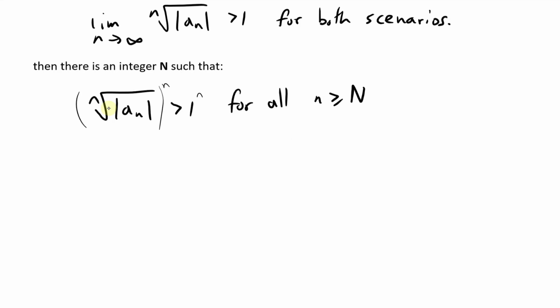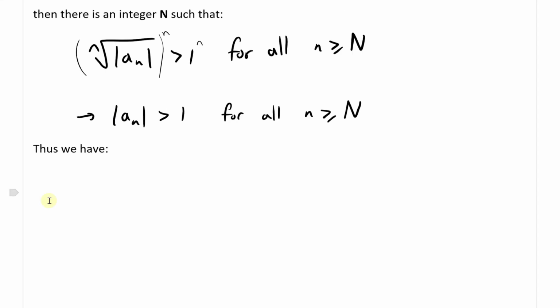So what we're going to get is the absolute value of an is going to be greater than 1 to the nth, which is just 1, because 1 to the power of anything is going to be 1, for all n greater than the specific value, capital N. There. So in other words, that's what we have for the limit.